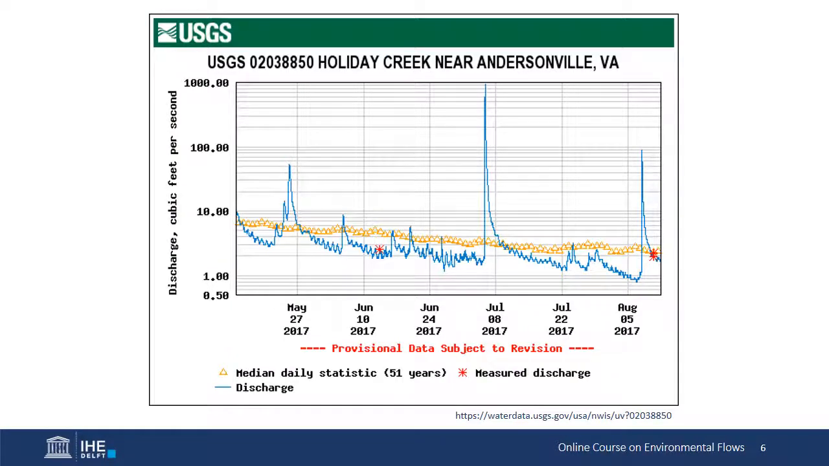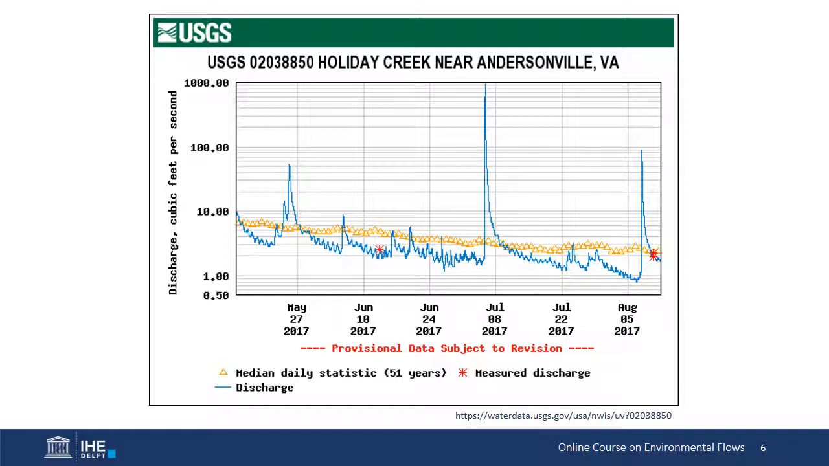The U.S. Geological Survey has continuously monitored Holiday Creek for 51 years and makes all data available free of charge over the internet. Here I've plotted the summer discharge of Holiday Creek from the year 2017. We see the same pattern of flood and base flows, but there's also a declining trend in base flow over this summer. The orange triangles present the median value of flow for each day over the 51-year record. 2017 flow levels appear low compared to the median.